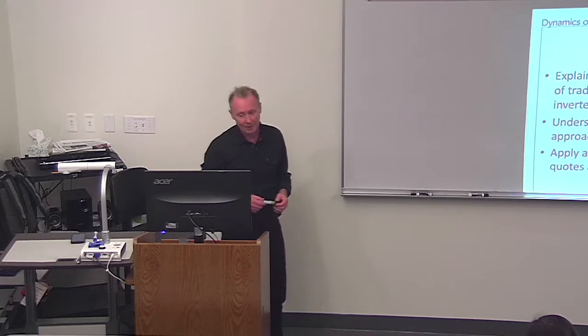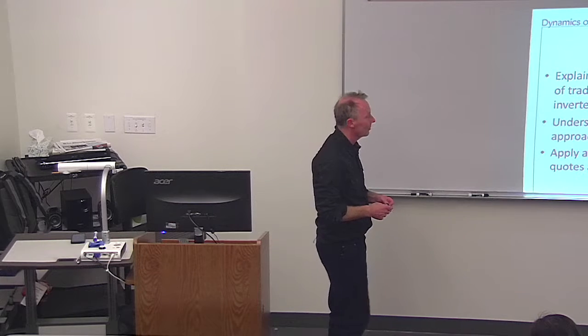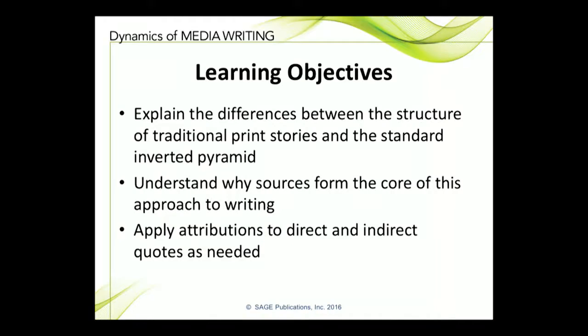There are differences in story structure from the broadcast diamond structure or circle, which is what the textbook calls it, same thing if you ask me, to going to the inverted pyramid of the text or traditional print structure of a story. Understand why the sources are important, so we can look at that, and then apply attributions to direct and indirect quotes. Attribution in broadcast, as we saw, is just naming the person that we're going to hear in their soundbite.